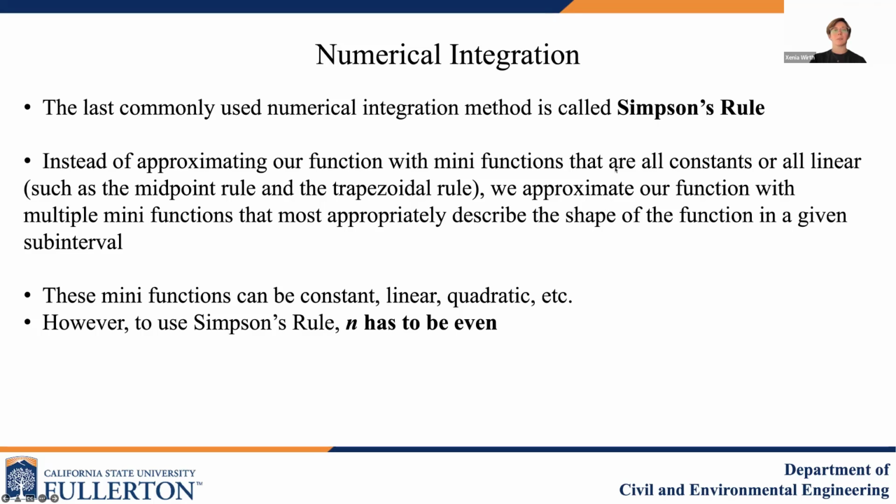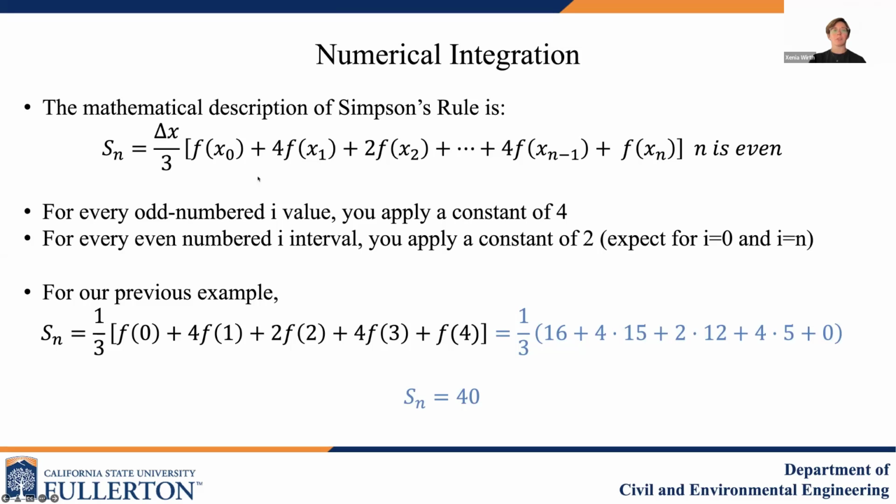It makes them harder to analyze, but doing that in a numerical method is what we actually call Simpson's rule, where we can give it a little more variability in how we approximate the shape. However, to use Simpson's rule, the n value, or the number of subintervals, has to be even. This is the mathematical description of Simpson's rule. So we boil down all of that variability in how we approximate the shape of the curve, and we boil it down to this formula.